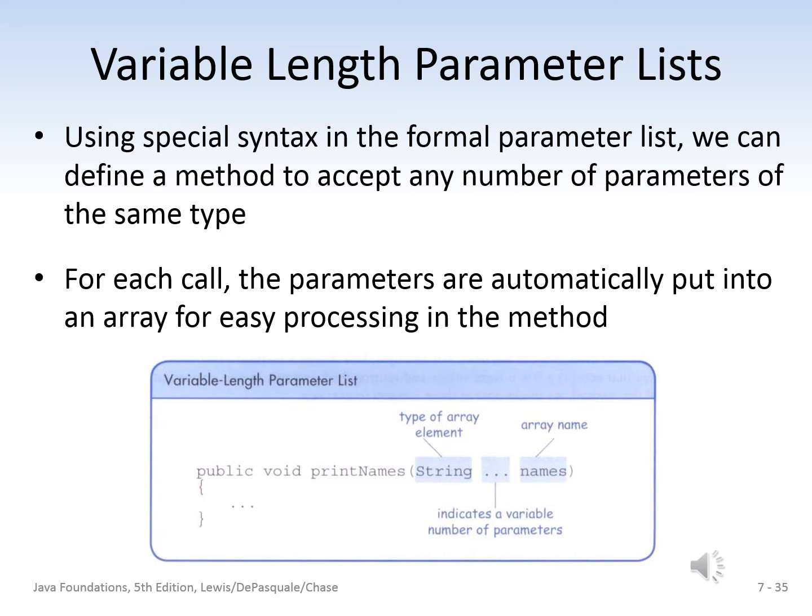Here we have an example of a variable length parameter list for a public void method named printNames. We have the type of the array element, which in this case is a String. The ellipsis (...) indicates a variable number of parameters, and then we give it the array name. So it creates an array of strings, and the length is variable. Let's take a closer look at some coded examples.